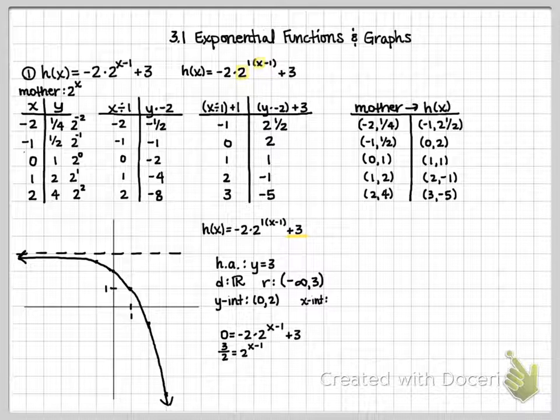Now, in order to do this, you're going to have to use logarithms. So I'm going to log each side. I'll get log of 3/2 is equal to, bring that exponent down, that's why we're doing logarithms in the first place, and then divide, and looks like add 1.